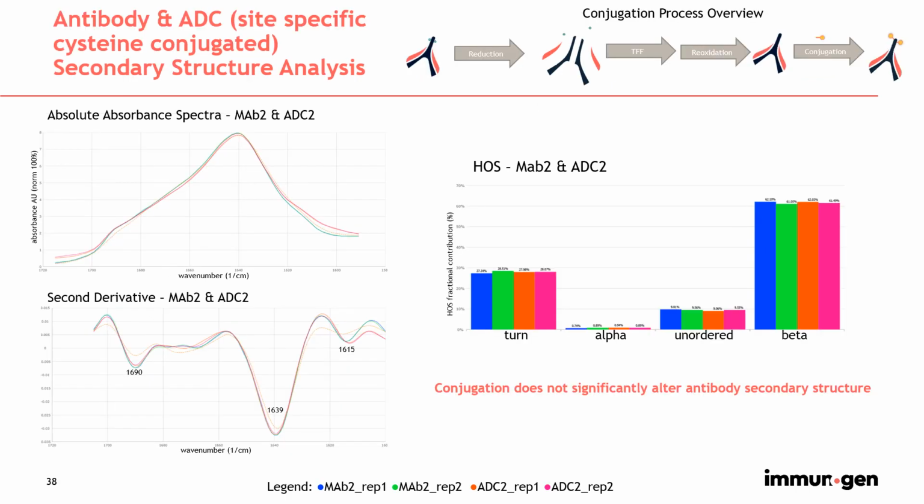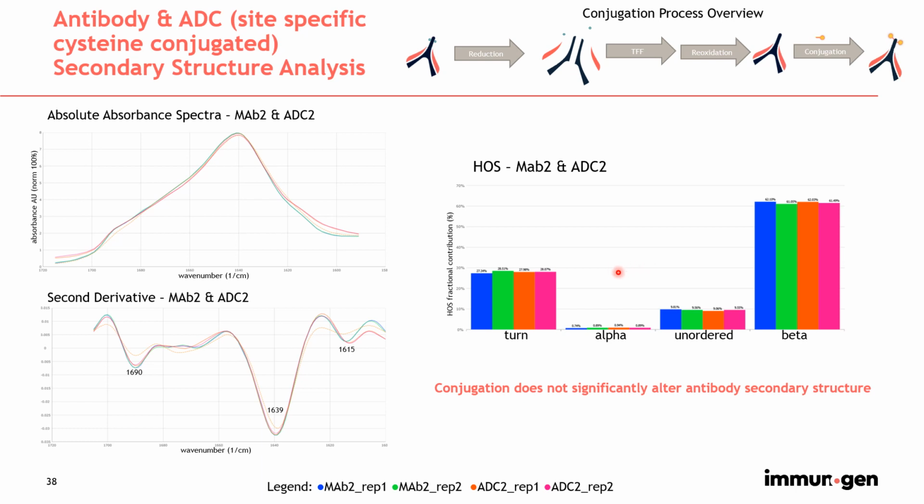Next, we used MMS to look at another pair of an antibody and its corresponding ADC, although in this case, the ADC was made using a site-specific cysteine conjugation chemistry. As you can see from the left figures, the absolute absorbance spectra and the second derivative between the antibody and the ADC are in pretty good agreement and a good overlay. On doing further data analysis from the characteristic bands of the second derivative, we are able to tease apart the fractional contributions of the different structures for secondary structure.